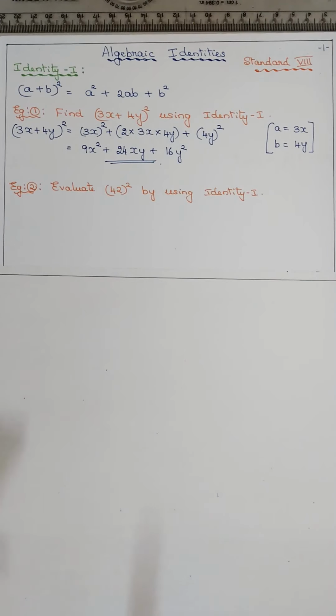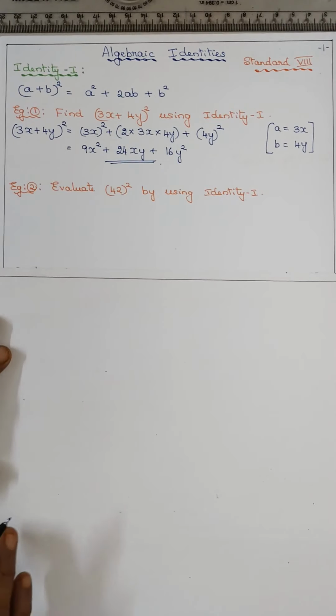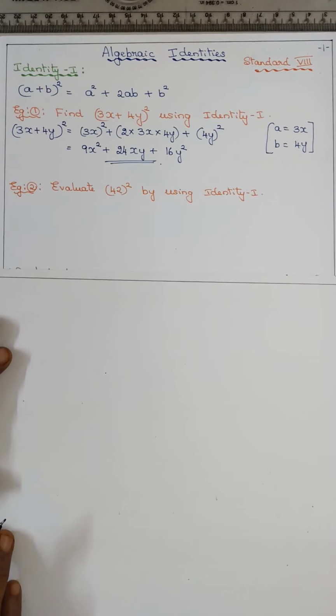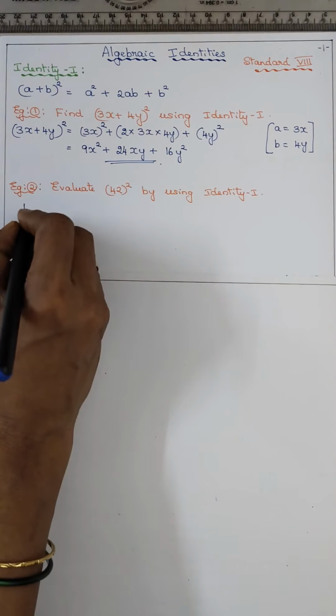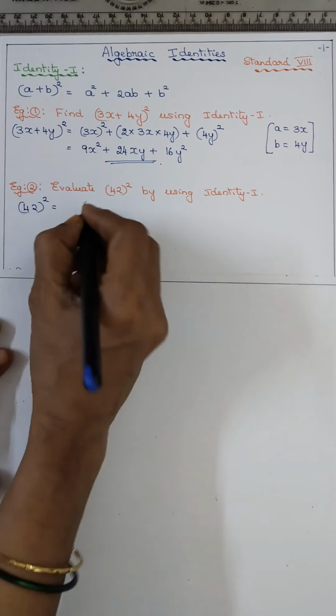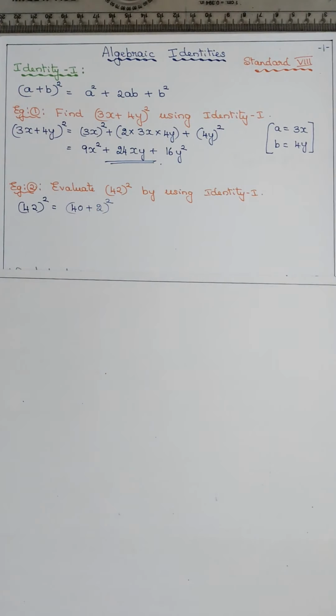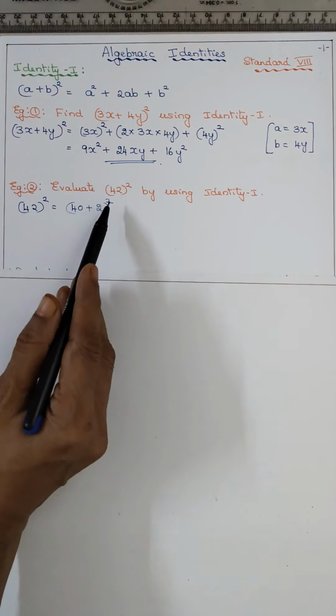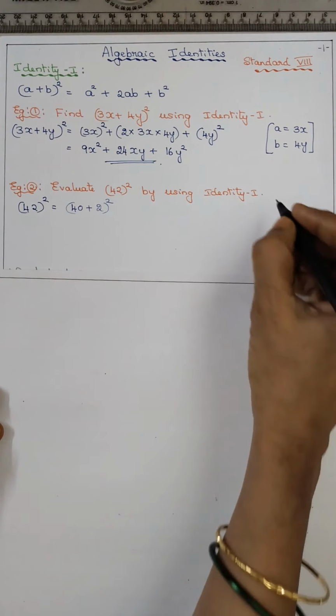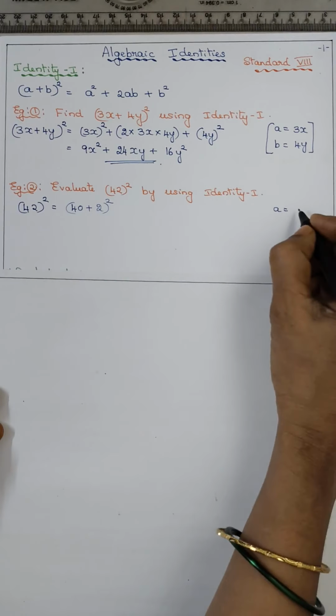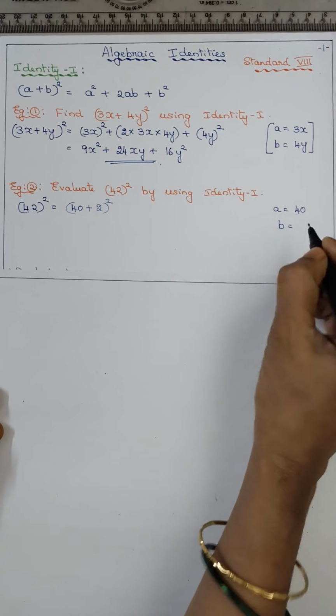Now coming to example 2, evaluate means find the value of 42 squared by using identity 1. So 42 square can be written as (40 plus 2) the whole square. Isn't it? (40 plus 2) the whole square is 42 square. So is it in the (a plus b) format? Yes, (a plus b) the whole square. Now a is how much? It is 40 and b is how much? It is 2.